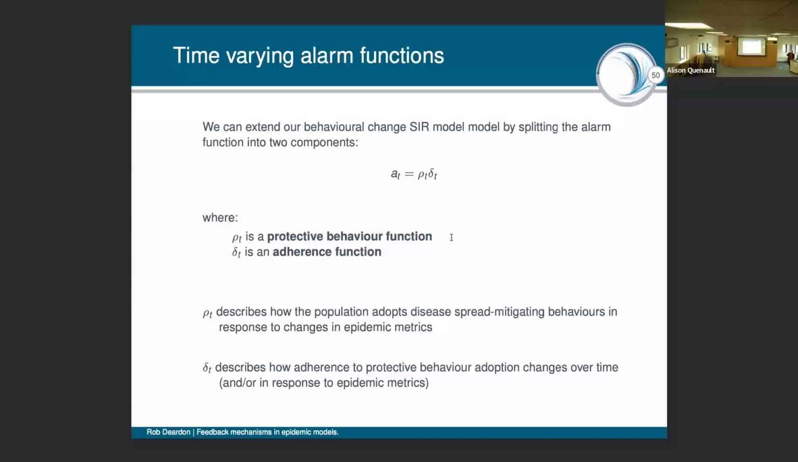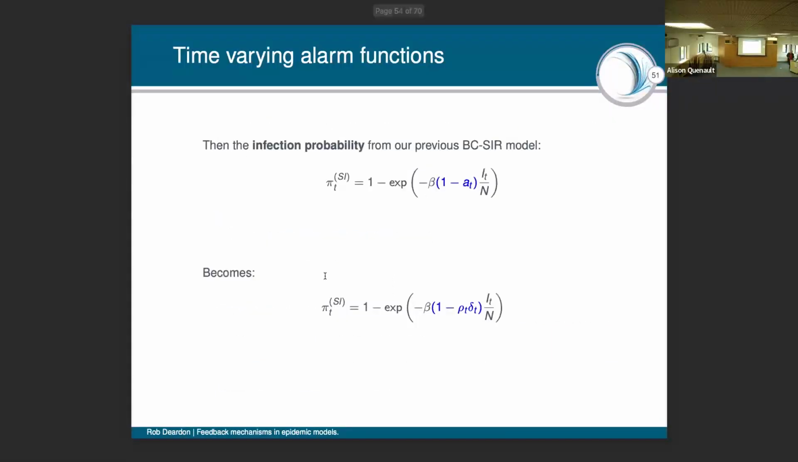So we've got this rho t, which we call the protective behavioral function, which is really now doing the real work of the alarm function. And then this delta t is called an adherence function. So the idea there is the adherence goes down over time, or it could oscillate, I suppose. And so the behavioral change effect overall will change. Putting that in the model is nice and simple. You just replace the A t by rho t, delta t.